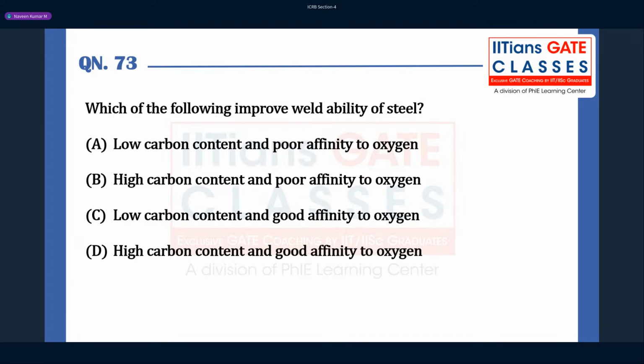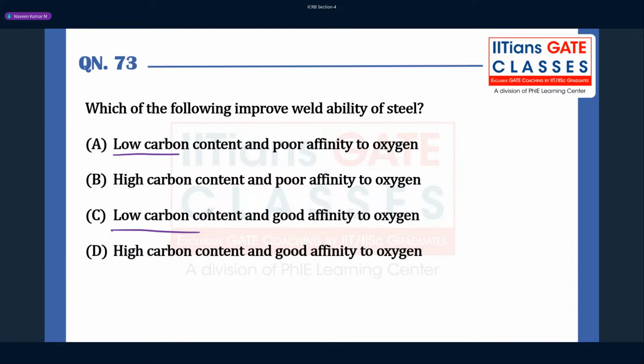So please remember the thumb rule also like this: low carbon steels are good for welding, high carbon steels are not weldable easily. We have to do it, but those are not weldable. So low carbon steels are weldable, high carbon steels are not weldable. So here I would say that low carbon is one of the options.